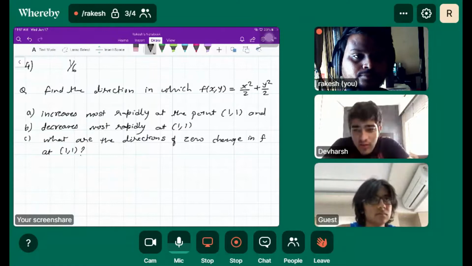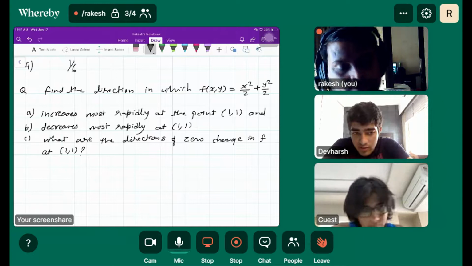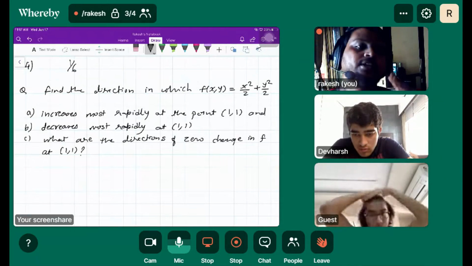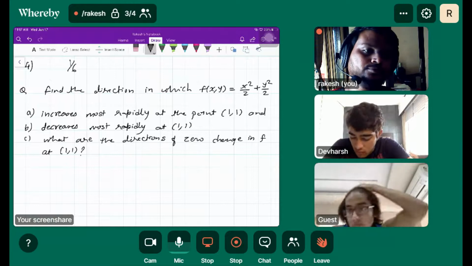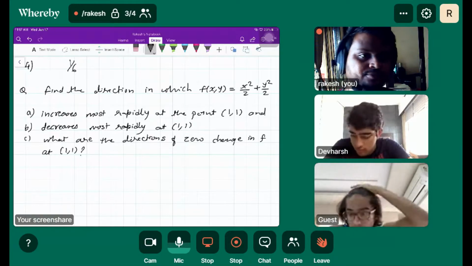So for this one, we have to only write the angles, right? Angle, no, direction is always given in vector form. Here, the direction will be given in the form of vector.